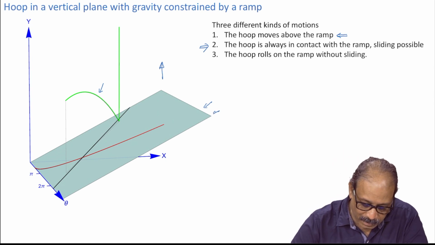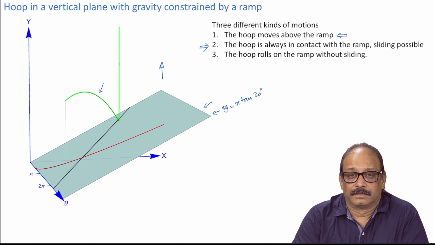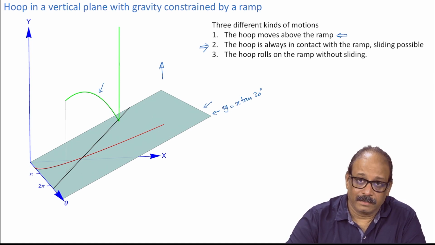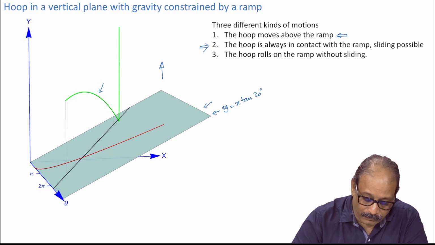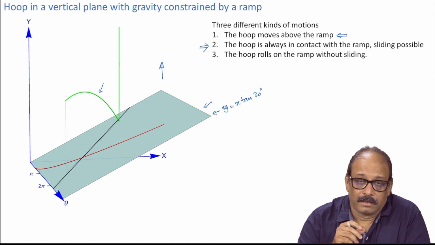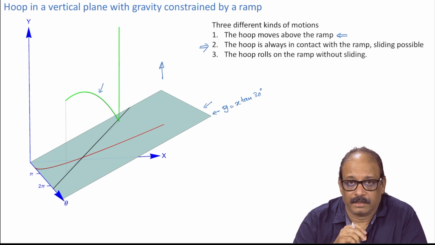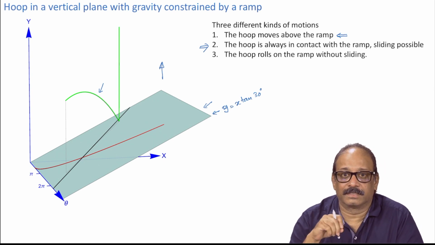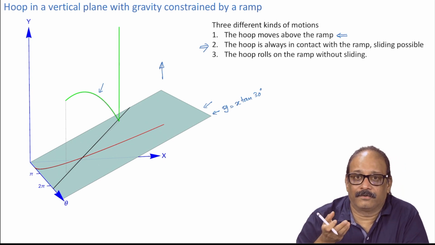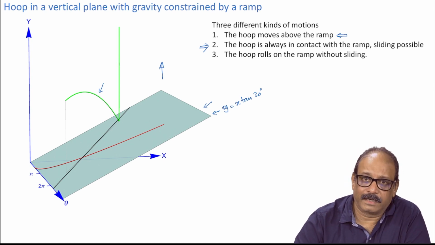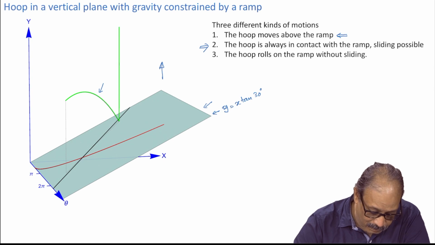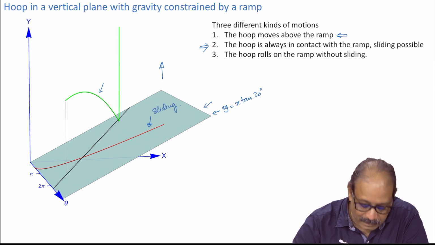The equation of this plane is in fact y is equal to x times tan of 30 degrees. So, everything happens above or on the plane. For the second case, the motion, the trajectories are restricted to this plane. But what kind of trajectories are possible? Any trajectory is in fact possible. One representative trajectory which I have shown here in the red color clearly says that there is a sliding.